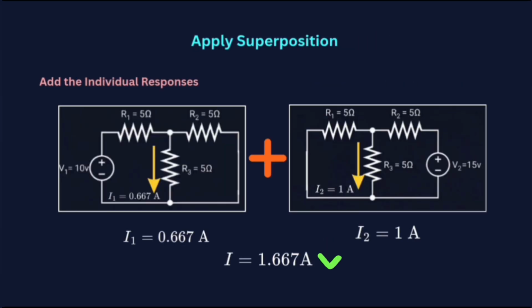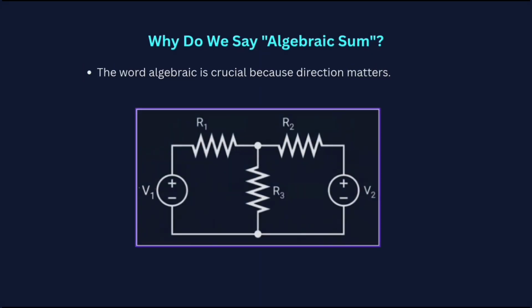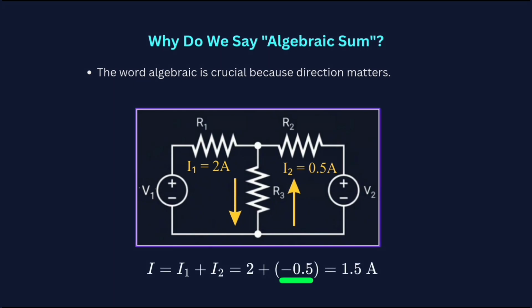Now compare the two results. They are exactly the same. Why do we say algebraic sum? The word algebraic is important here. If I1 equal to 2 ampere and the second source produces 0.5 ampere in the opposite direction, then I2 will be considered as minus 0.5 amperes. Therefore, total current I will be 1.5 amperes. So we don't simply add magnitudes, we add the responses with their signs. That's what algebraic sum means.